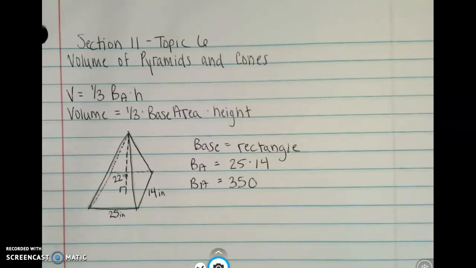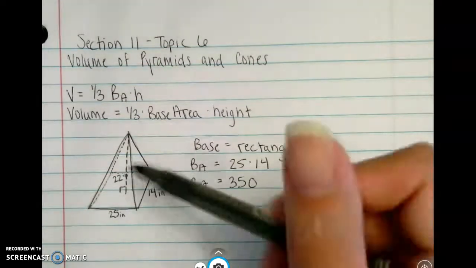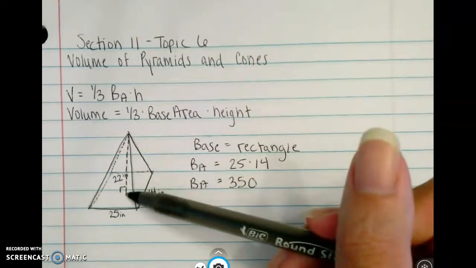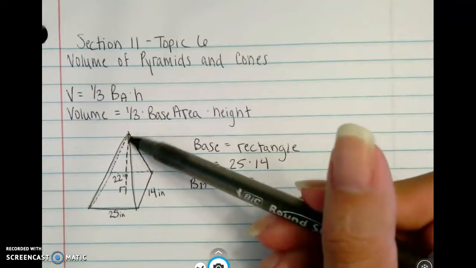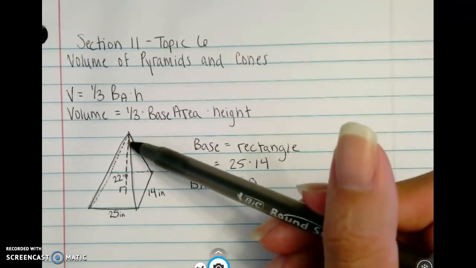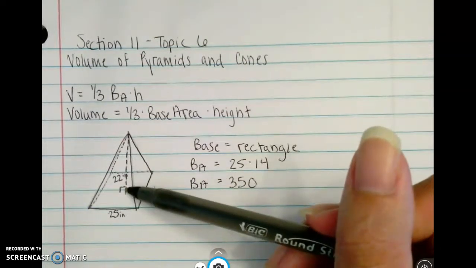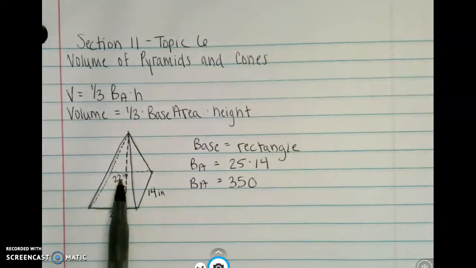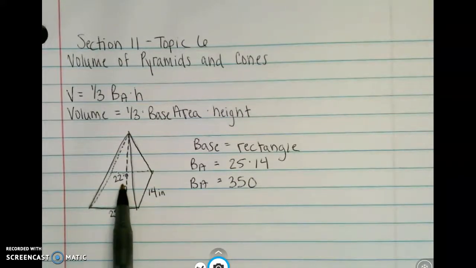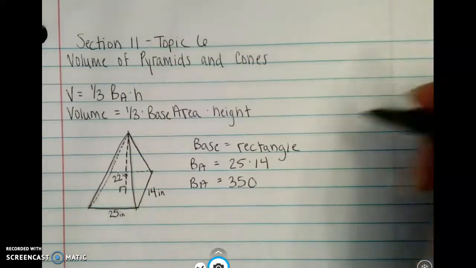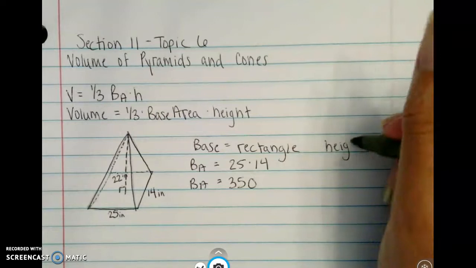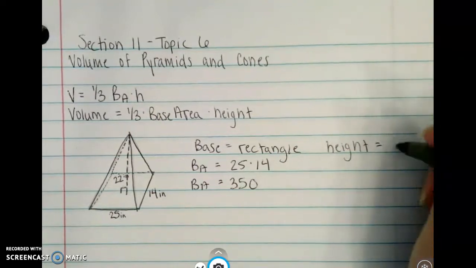Now we do already have the height. The height of the figure is going to be the perpendicular line to the base. So it's going to be this invisible line inside the figure that is perpendicular to the base. Sometimes this won't be given. If this isn't given, you'll have to use the Pythagorean theorem. But in this problem it is. So we know the height is 22.